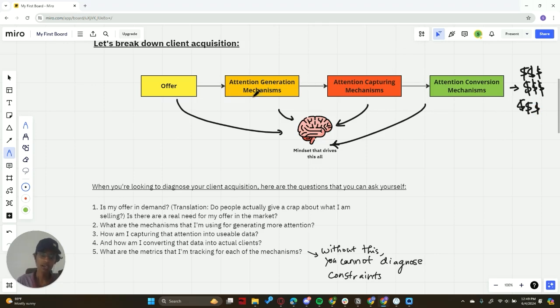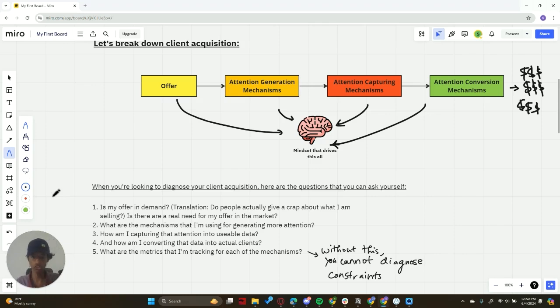Of course, the mindset drives all these actions, all these systems, right? How you approach business also plays an important role when it comes to the success of all these things. Now, when you're looking to diagnose your client acquisition, here are the questions that you can ask yourself. Think of this as a starter guide, a starter pack. Is my offer in demand?